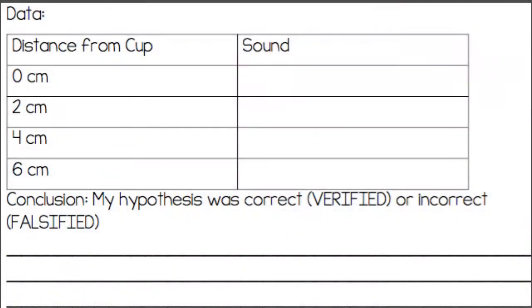So what's pretty clear in our conclusion sentence is that the closer we are to the cup, with the exception of the 0 centimeters, the lower the pitch is. And that's because we have more matter to vibrate. It's the same thing when my hand is further down the cup as it is playing a low note on my guitar.